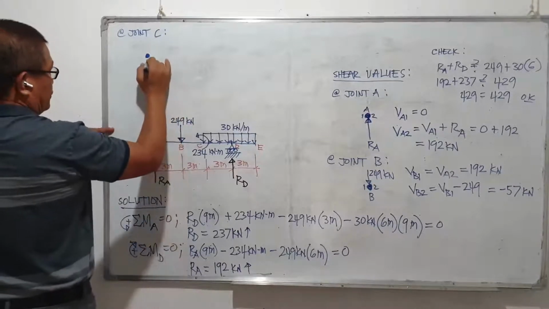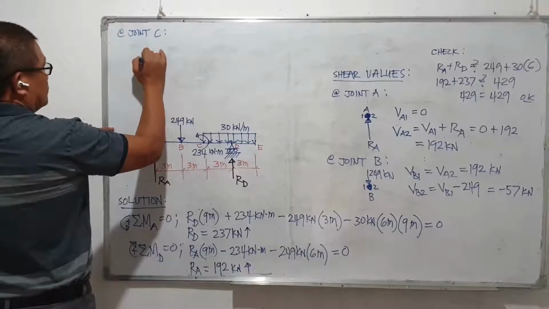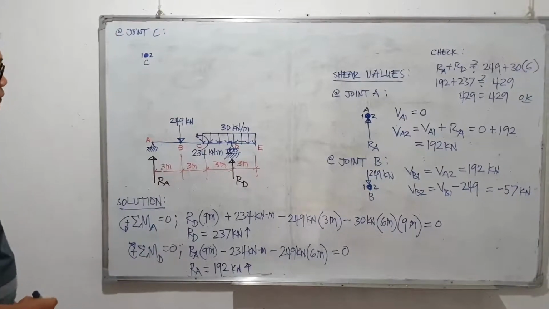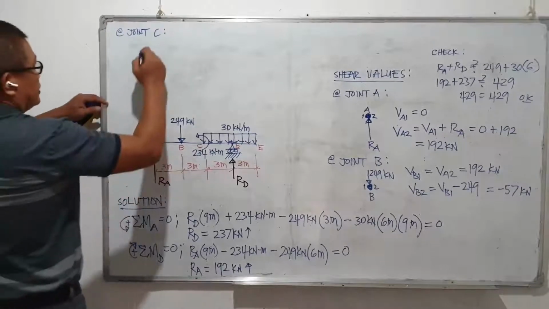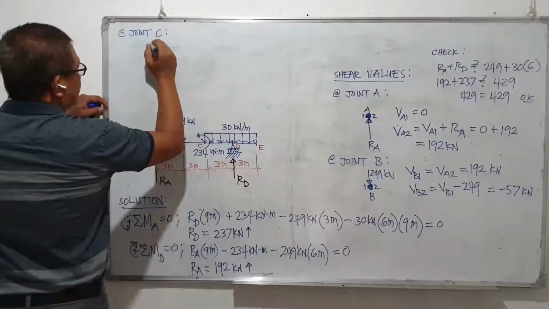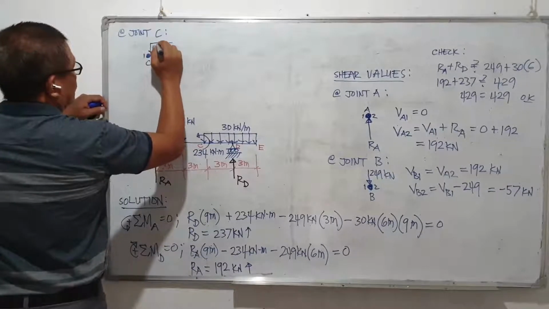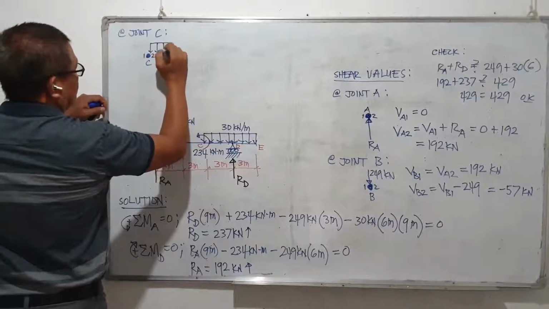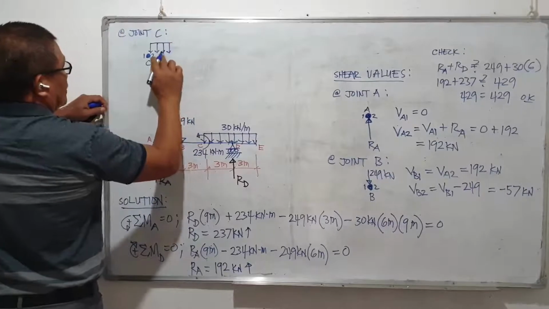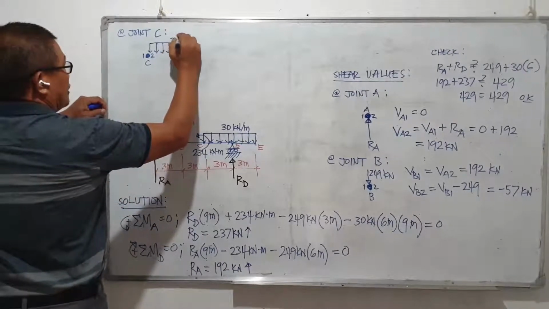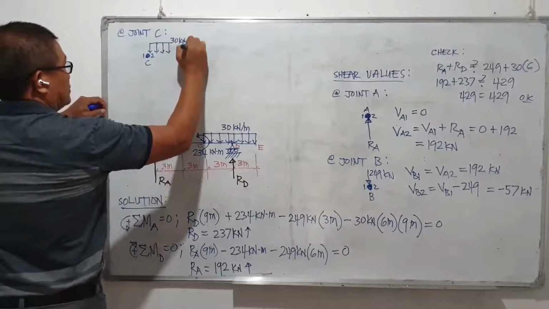Joint C. This is our joint C. This is point 1, point 2, joint C. And then joint C is the start of the uniform load. Okay, this is 30 kilonewtons per meter.